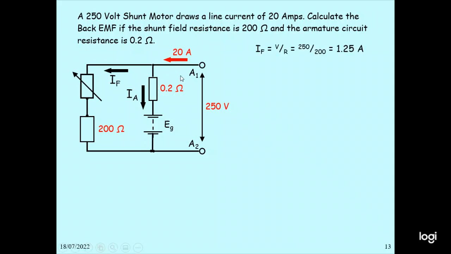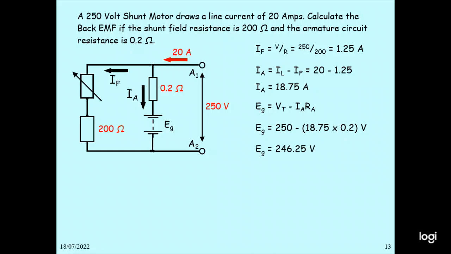IF equals VD divided by RF, 250 divided by 200, which is 1.25 ampere. IA equals IL minus IF, 20 minus 1.25, so you get 18.75 ampere. EG equals VD minus IA RA, so we calculated EG equal to 246.25 volt.